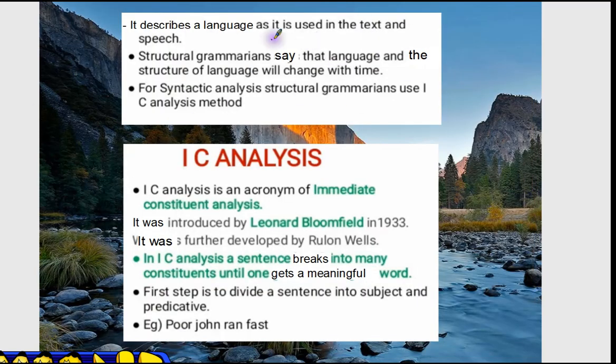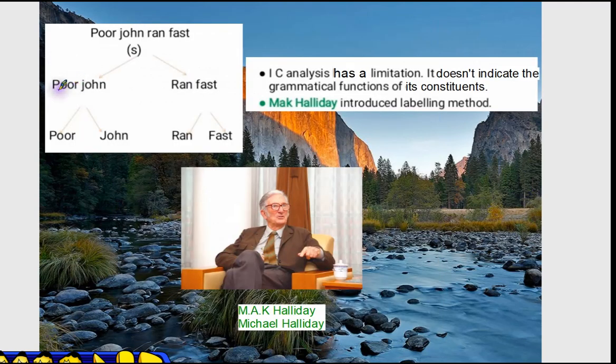So what it does is describe a language as it is used in the text. They say the structural language will change with time, and we know it does. The IC analysis was first introduced by Leonard Bloomfield. Look at the year it was introduced. What do we do with it? We break the sentence into many constituents, getting a meaningful part. We divide the sentence into subject and predicate. So we take the sentence, "Poor John ran fast." We get this: "Poor John" is a subject, divided into "poor" and "John", and then we have "ran fast".